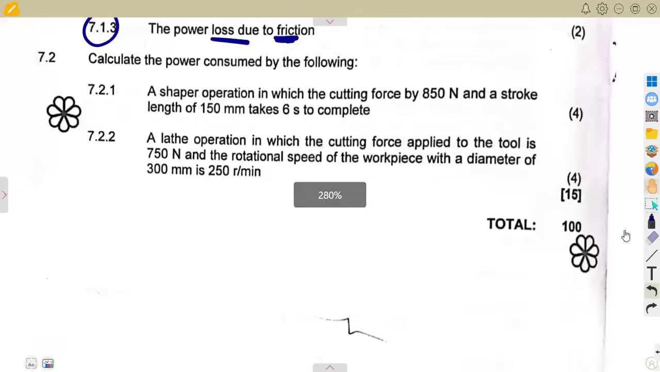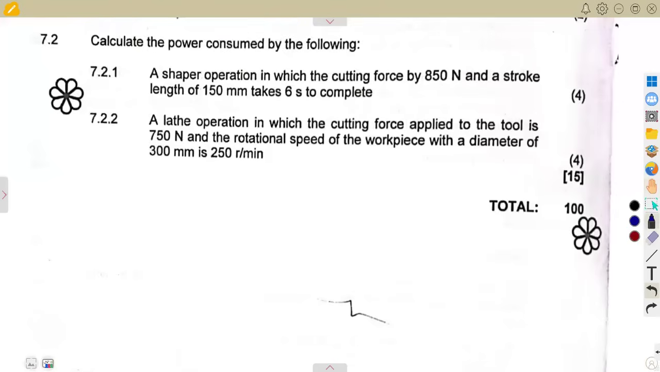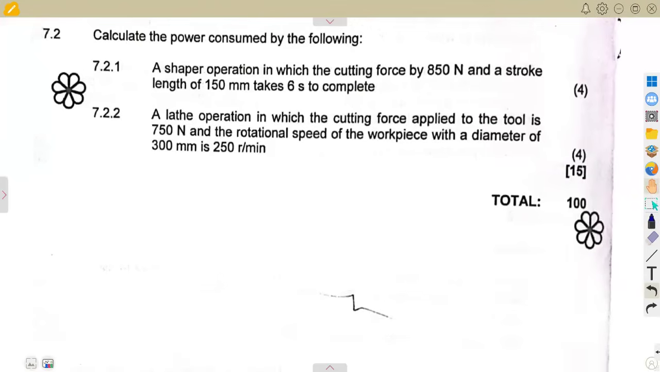7.2, we are given again to calculate the power. So this one again was a repetition. 7.2, calculate the power in this case. The power consumed by the following 7.21, a shaper operation in which the cutting force is 850 and the stroke length is 180 and takes 6 seconds to complete. So we are given force, length, and time.